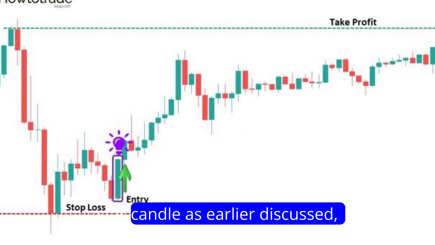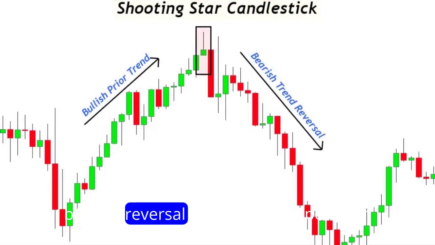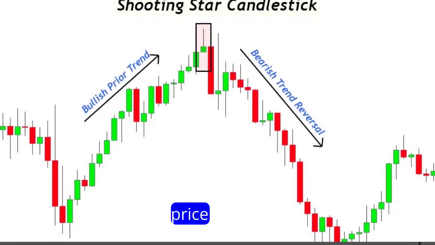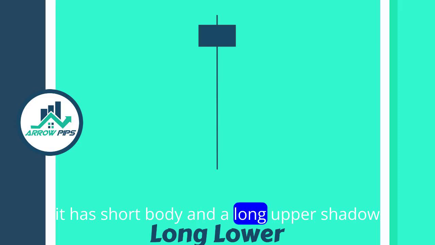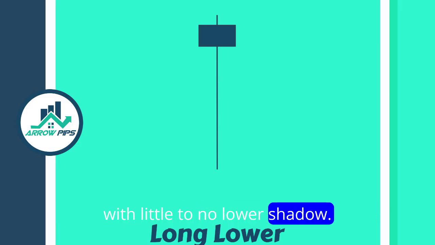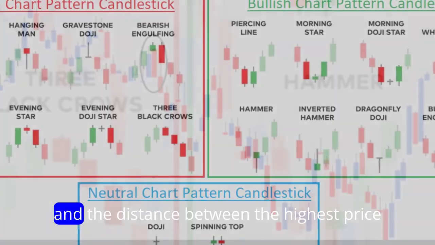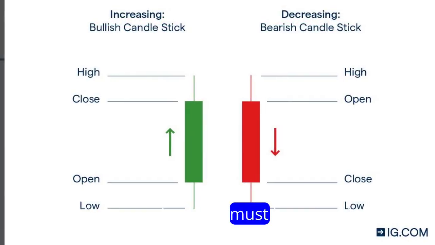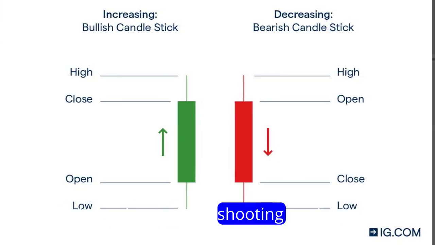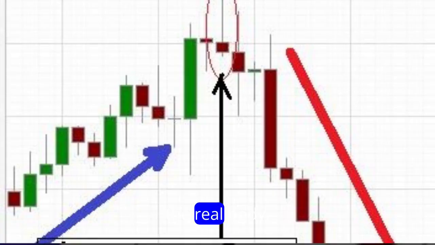Shooting star candle. The shooting star candlestick pattern is a bearish reversal pattern that appears on price charts. After an uptrend, it has a short body and a long upper shadow with little to no lower shadow. The formation must appear during a price advance, and the distance between the highest price of the day and the opening price must be more than twice as large as the shooting star's body. There should be little to no shadow below the real body.